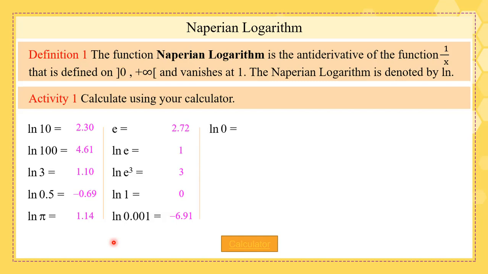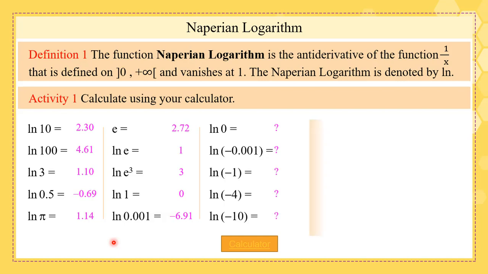Now what is ln 0? Using the calculator, you're going to see that it gives a math error. ln of negative 0.001 is also a math error. ln of negative 1 is a math error. ln of negative 4 is a math error. And ln of negative 10 is a math error.